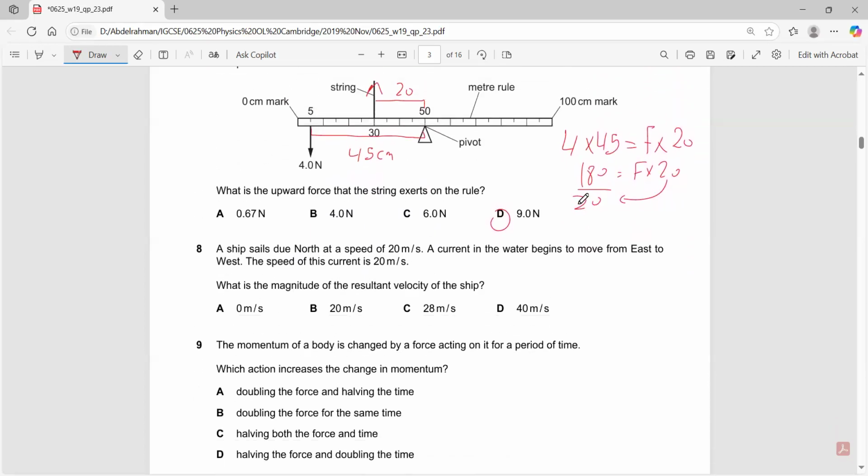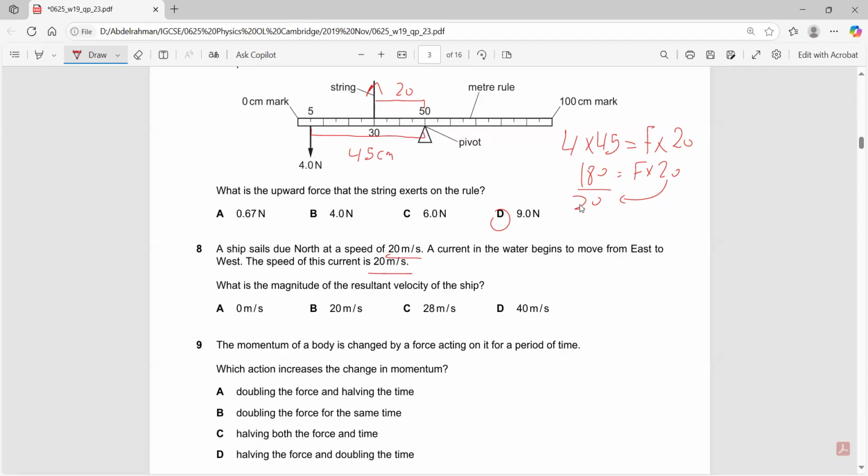A ship sails due north at a speed of 20 meters per second. The current begins to move from the east to the west. The speed of this current is 20 meters per second. What is the magnitude of the resultant velocity?